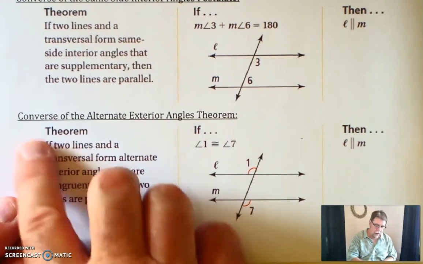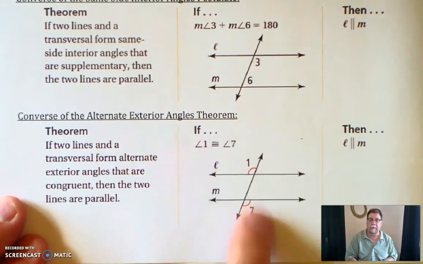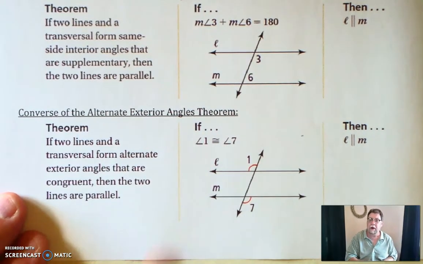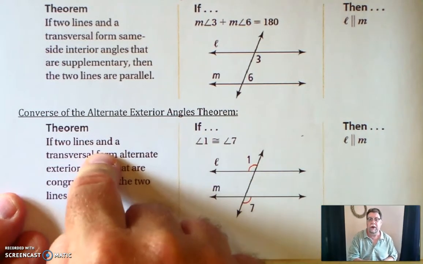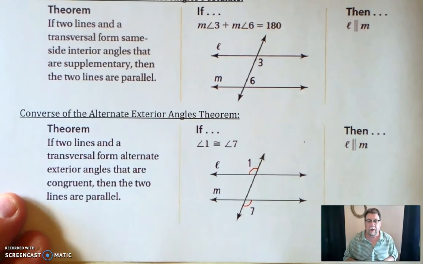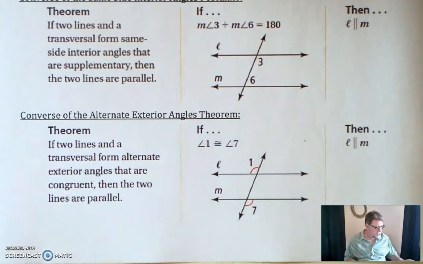And the last one, the converse of the alternate exterior angles theorem. If we can show two alternate exterior angles are congruent, we can use this theorem to say, well then we've proven that the two lines are parallel. And there's your notes for section C3.